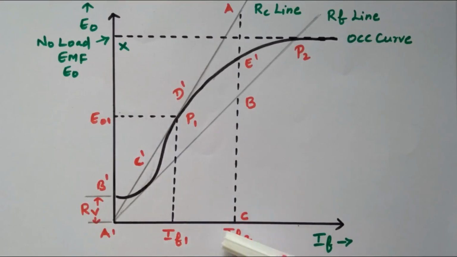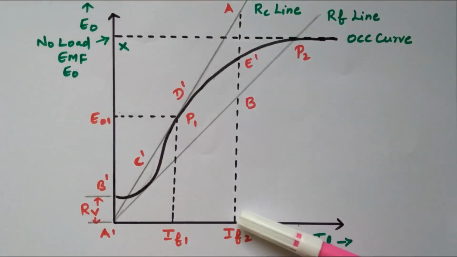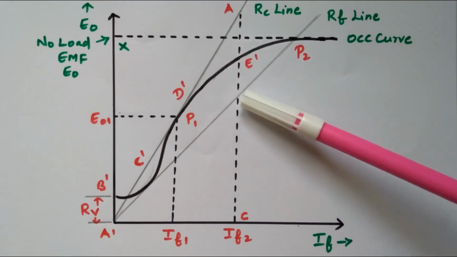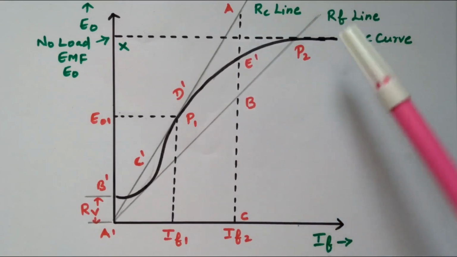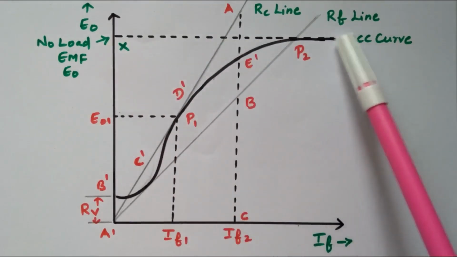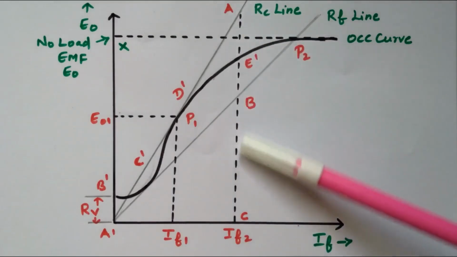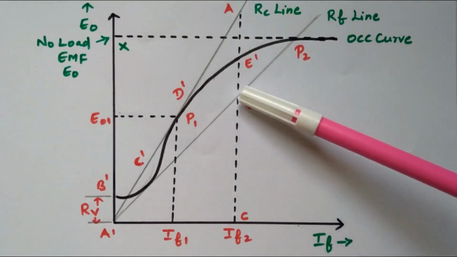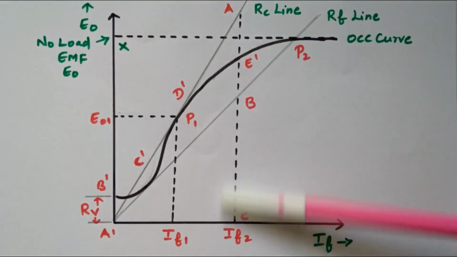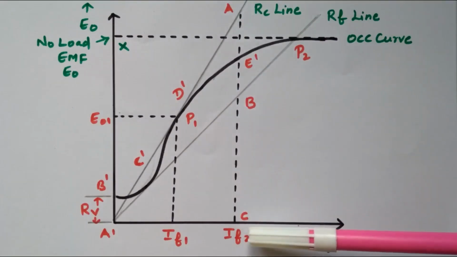Right. Now we'll go to this line. Now one line is drawn covering this OCC curve and RF line, right? This value is nothing but the no load EMF, maximum value. Thereafter it is constant E0, the point X. So one more line is drawn covering this RF line, OCC curve and this RC line. This is point A, point B, point C, right?